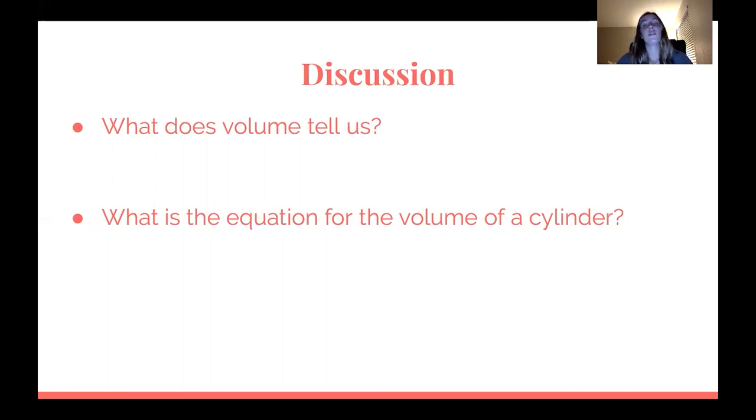What is the equation for the volume of a cylinder? This is the question of this entire lesson. We know what volume tells us. It tells us a lot more than just a number. But what is the equation for volume? Well, volume equals the base of the cylinder times the height. And the base of a cylinder is the area of a circle. So the area of a circle equals pi r squared. That is in parentheses, and then we have our height. So pi r squared times our height. That is the equation for volume.